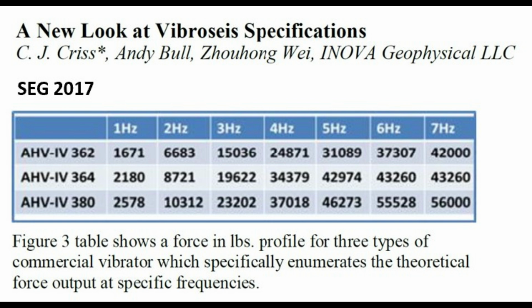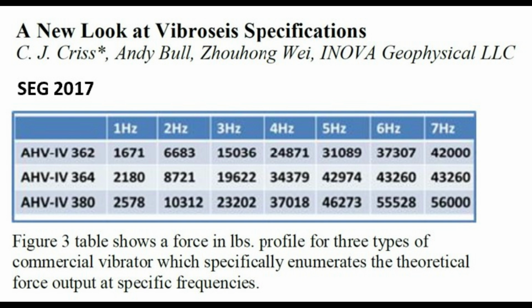For people not familiar with vibroseis operations, I thought this next figure might be helpful. This describes the reality of hydraulic vibrators trying to get low frequencies into the ground. In this example, you can see the AHV4 380, which has a peak force and a hold down weight of 80,000 pounds, only transmits 23,000 pounds at 3 hertz.